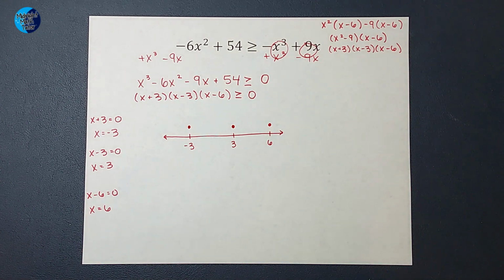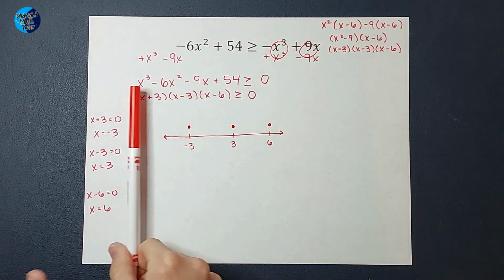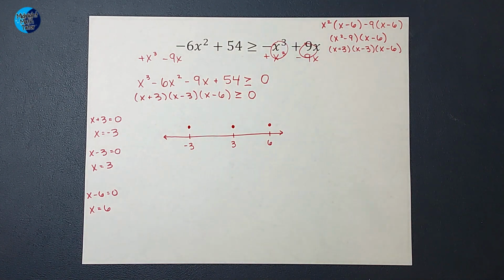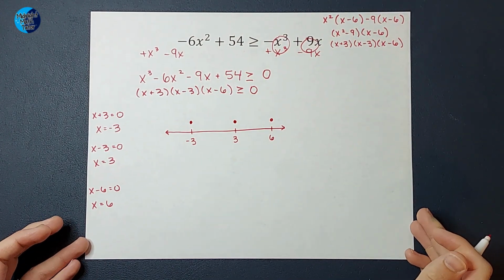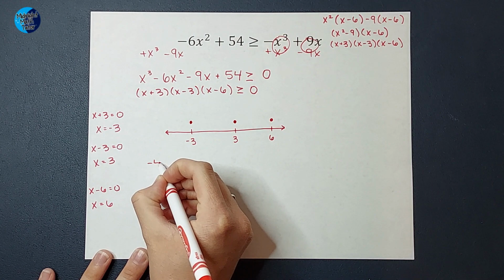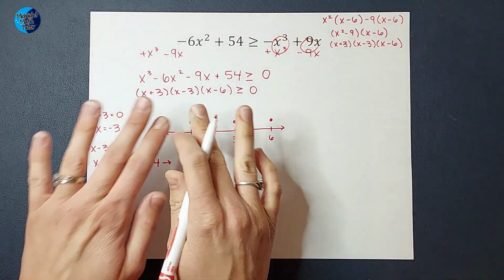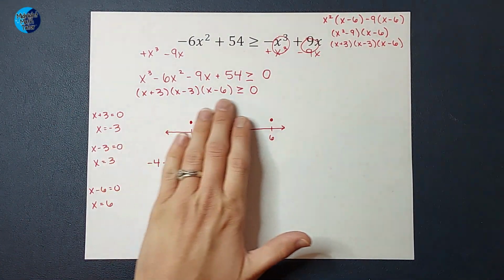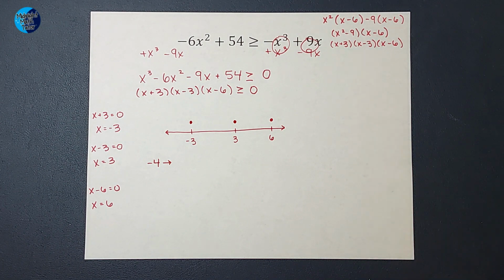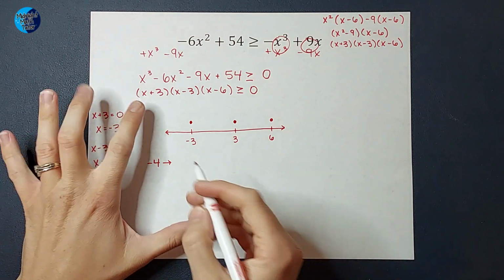So what we're going to do next is test some points and use some sign analysis, okay? I'm going to pick a point that is less than negative 3. So let's just go ahead and pick negative 4. If I were to plug in negative 4 to this equation, I'm actually not too worried about what the number answer is going to be. I just want to know if the answer is going to be positive or negative. So follow along, see how this works.